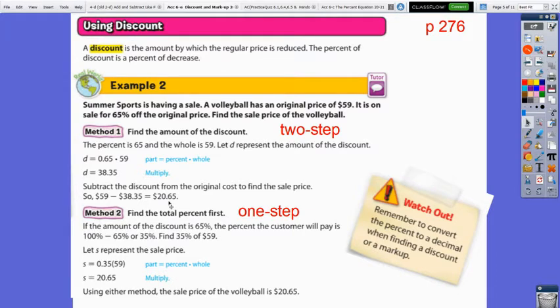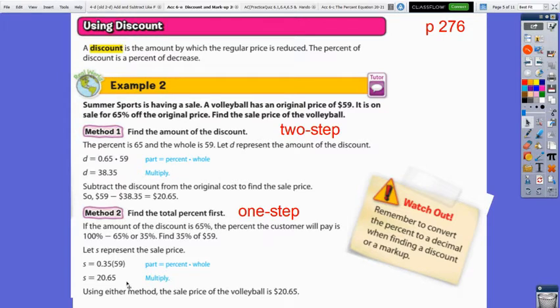Okay, so that's what you do for the one-step method. I mean, that's not really a step because you should be able to just do that in your head. You find the percent that you are going to pay: 100 minus the discount, that's 35%. So if you're going to pay 35% of 59, then you just do 0.35 times 59. And you see that that too comes out to $20.65.